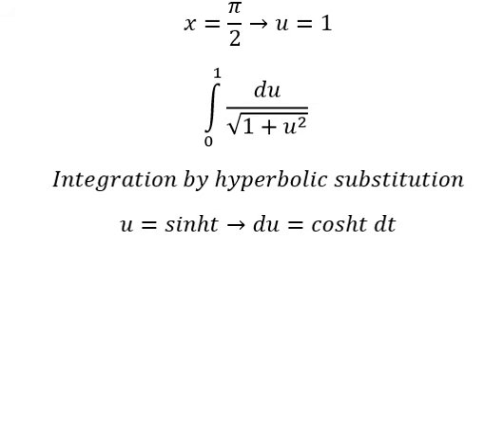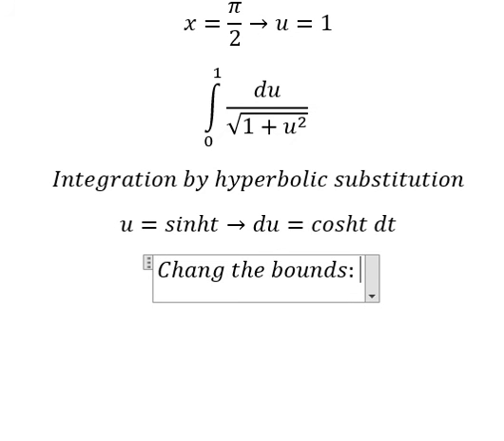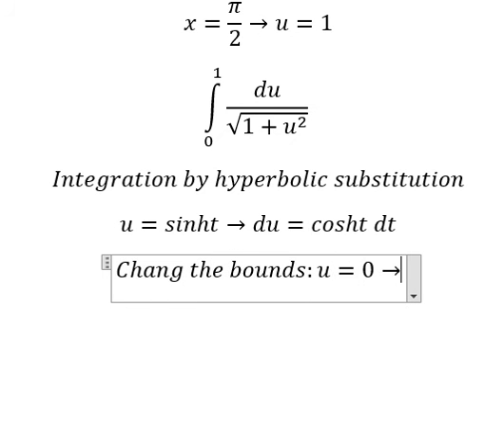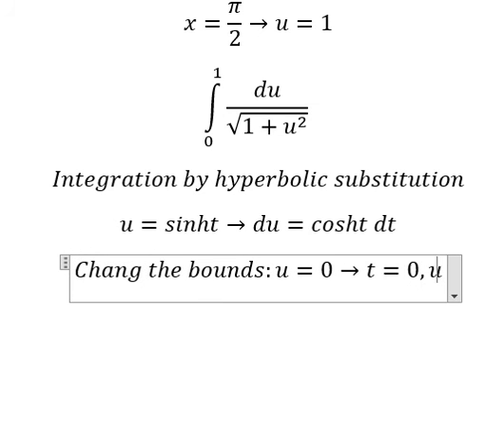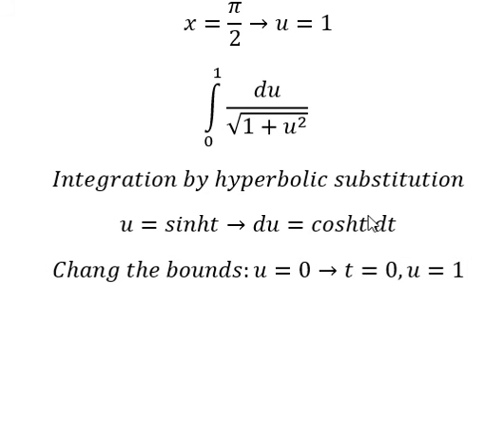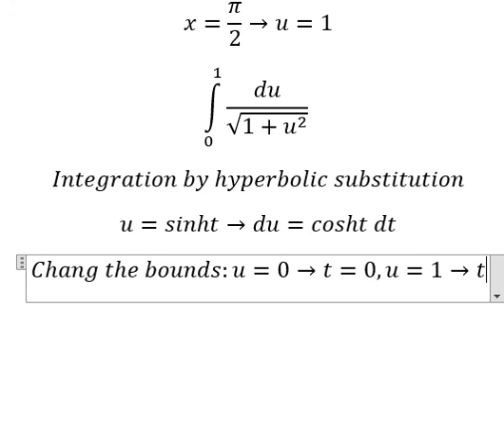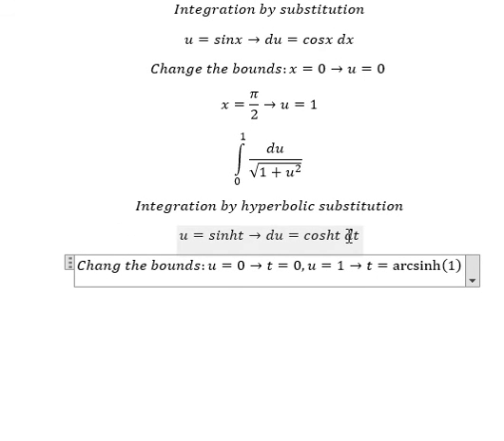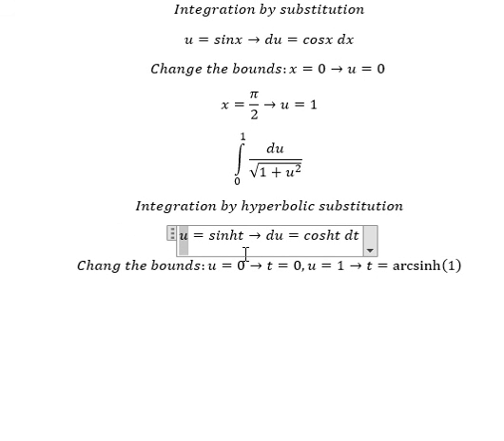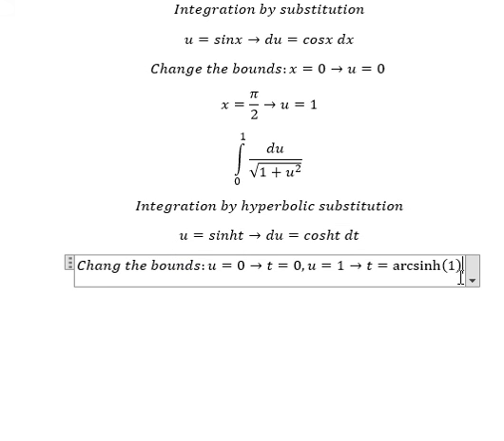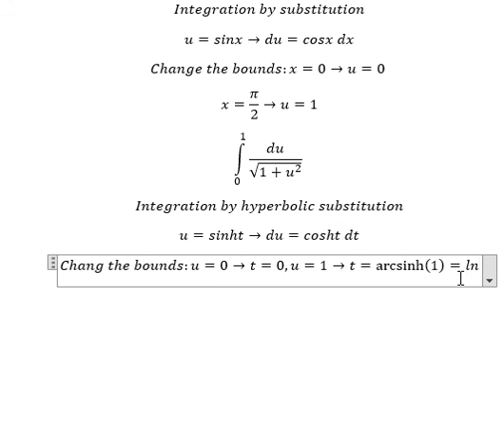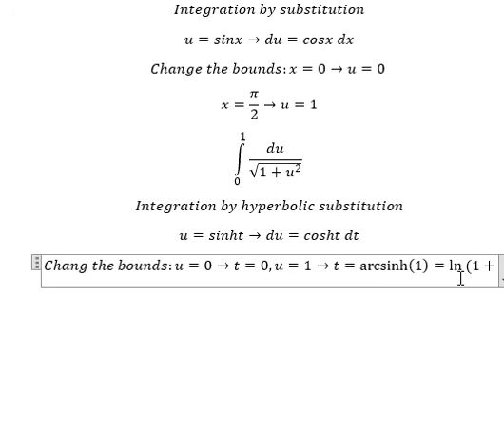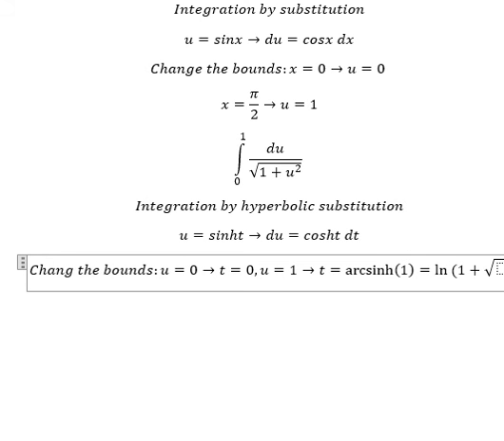Now we need to change the bounds. When u equals 0, t equals 0. When u equals 1, we can find t. That is the inverse hyperbolic function of 1. Because if we put 1 in here, we can use the formula, so we can find the value of t. And this is also ln of 1 plus the square root of 2.